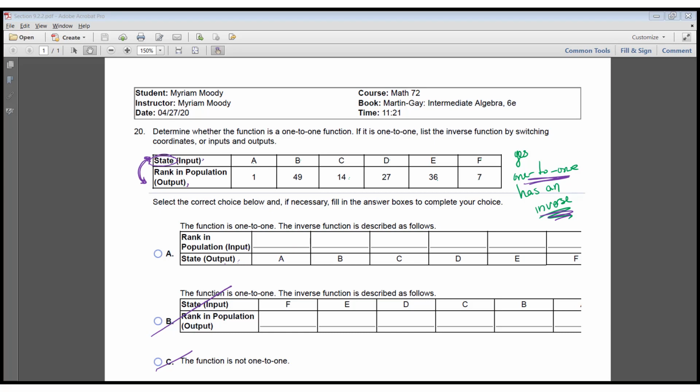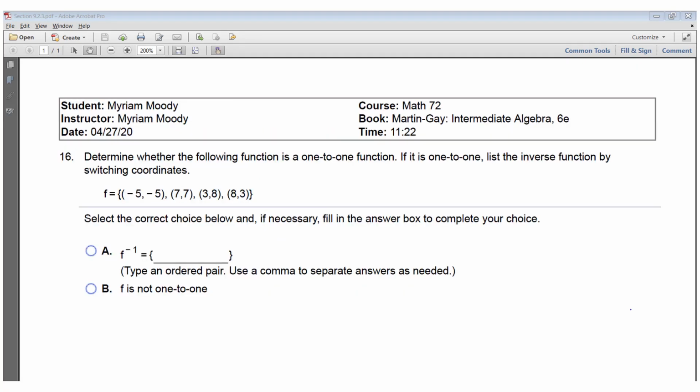So for state A, its input is 1. For state B, its input is 49. For state C, the input is 14. For state D, its input is 27. For state E, its input is 36. And last but not least, for state F, its input is 7. This is the beauty of one-to-one functions. They have an inverse, and the domain and the range switch on us, which is perfect. Now let's take a look at this.